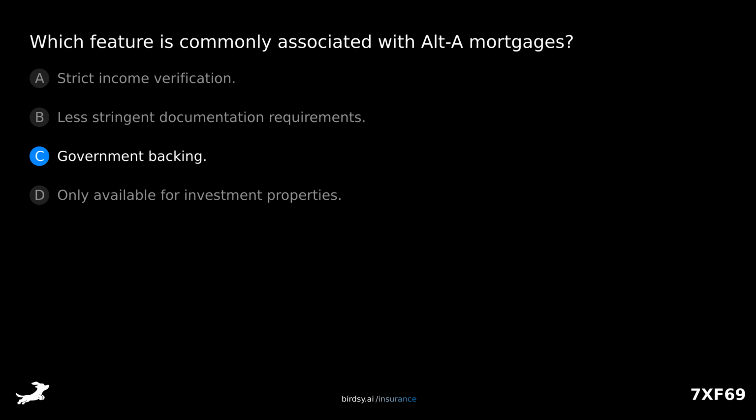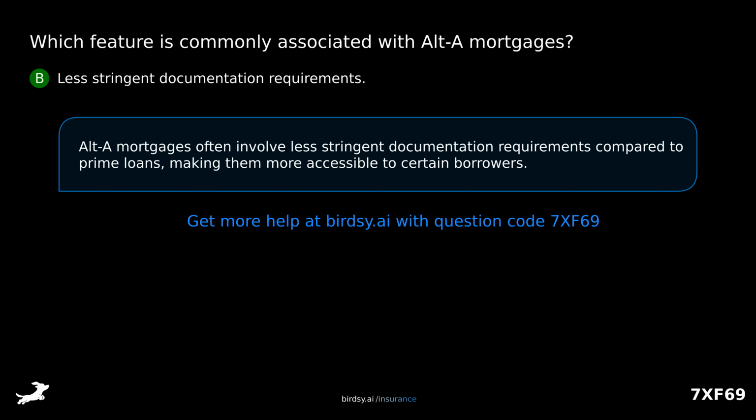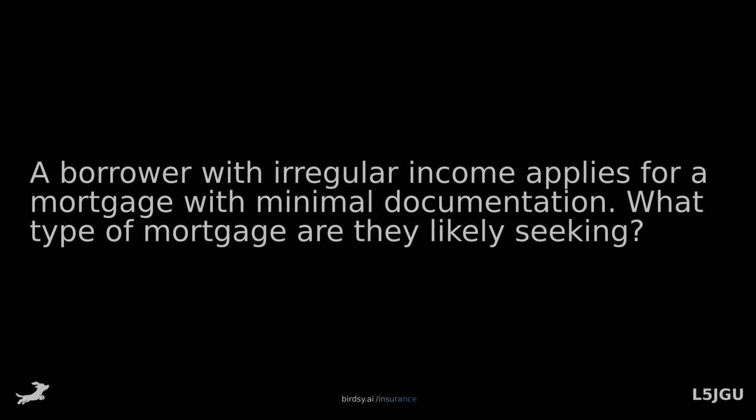C, government backing? Or D, only available for investment properties? The answer is B. Less stringent documentation requirements. Alt-A mortgages often involve less stringent documentation requirements compared to prime loans, making them more accessible to certain borrowers. A borrower with irregular income applies for a mortgage with minimal documentation. What type of mortgage are they likely seeking?